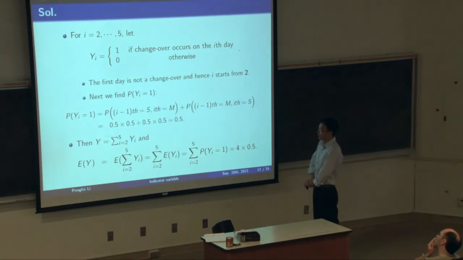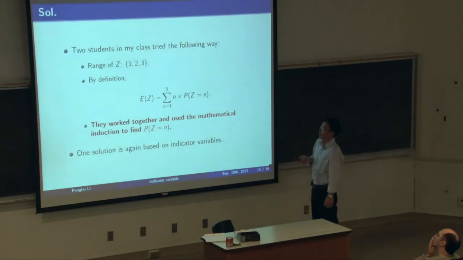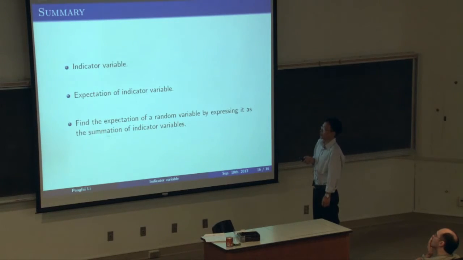And the story I would like to make is that it's almost hopeless for the student to find the expectation of Y by definition. But using indicator variables is much easier. I skipped 2 slides, and then I came to the last one.